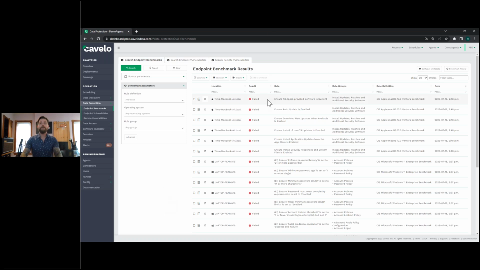So this is what Cavello focuses on. There's a lot more that we dig into, but I'm just trying to keep this restricted to a data migration conversation because that's what we're going to talk about.